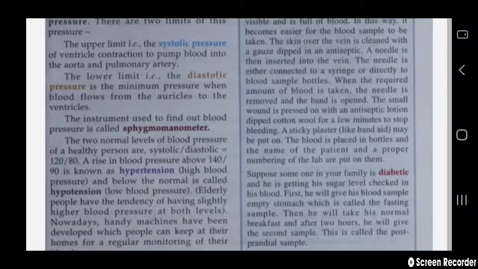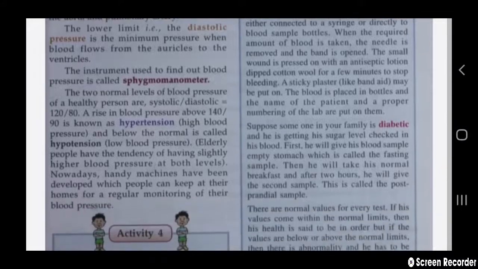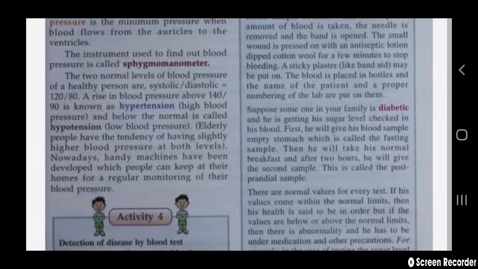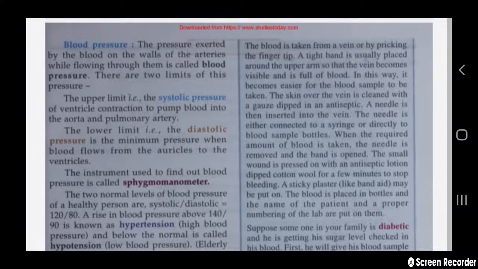Elderly people have a tendency of having slightly higher blood pressure levels. Nowadays, machines have been developed to measure blood pressure, which people can keep in their homes and regularly check their blood pressure or BP, as high BP is not good for health.